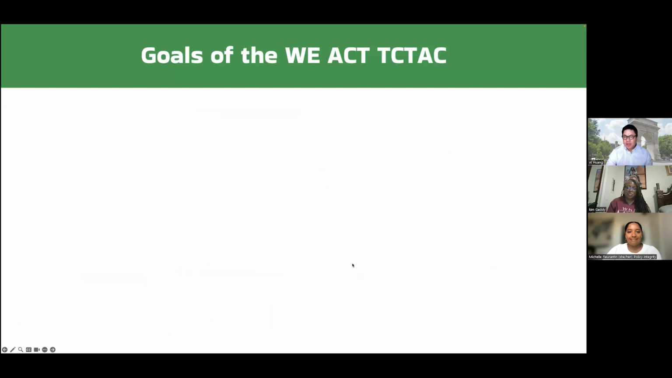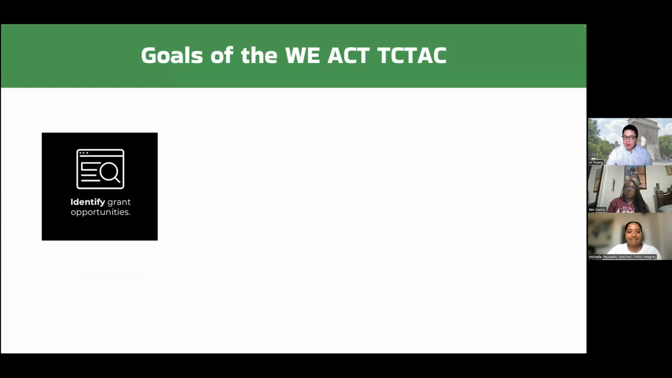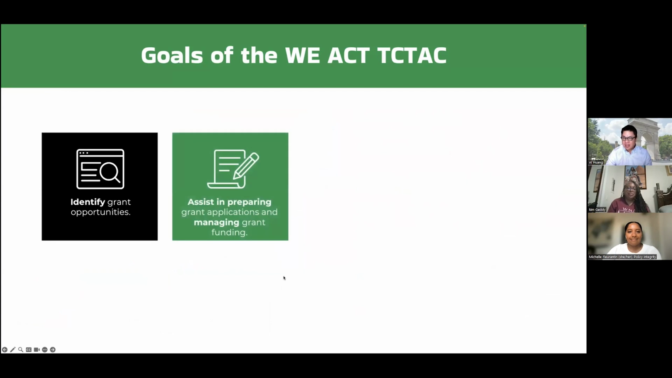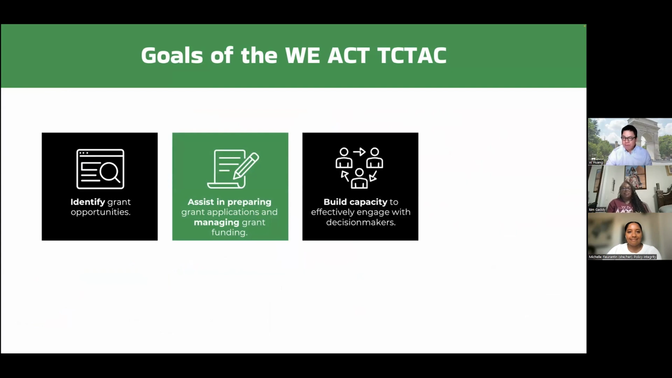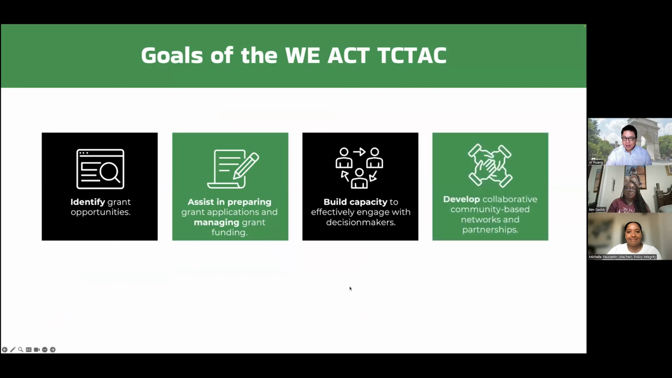So just a brief on the goals of the WEAC TCTAC. Number one, it's to identify grant opportunities, and we've done various different trainings in that area. The second goal is to assist in preparing grant applications and managing grant funding. The third is to build capacity to effectively engage with decision makers. Today's training is really focused on this third goal for the TCTAC. And finally, to develop collaborative community-based networks and partnerships.